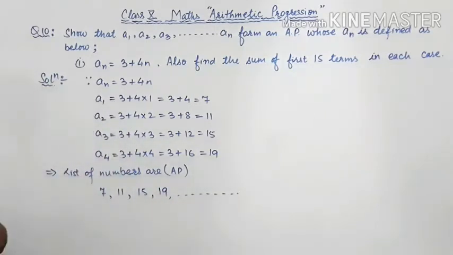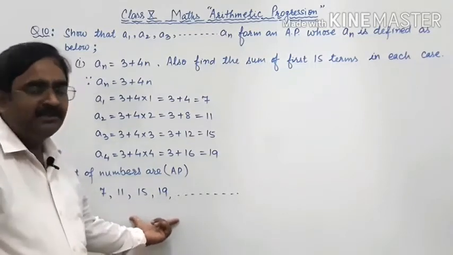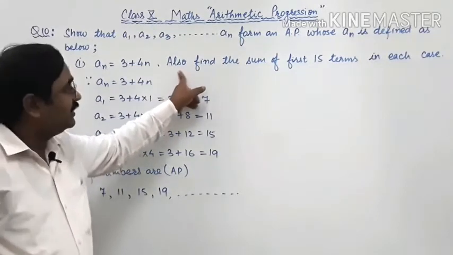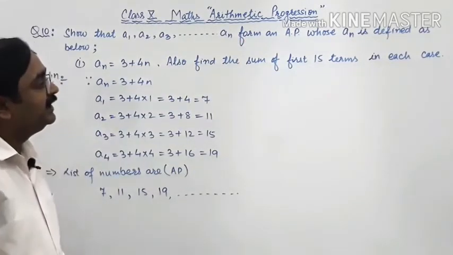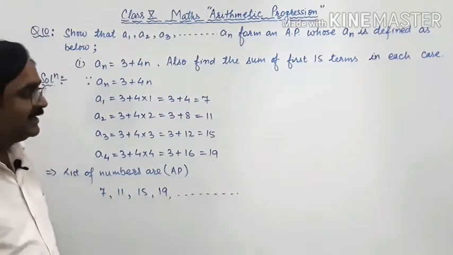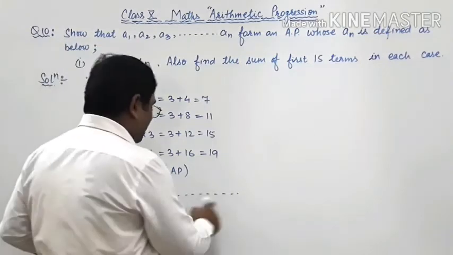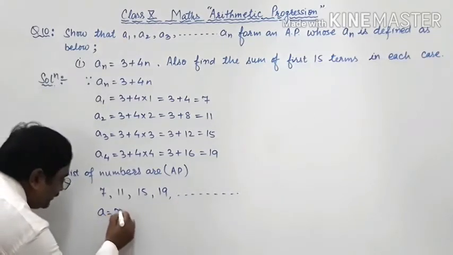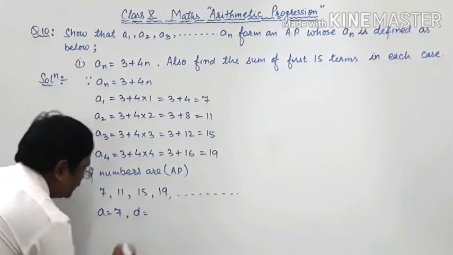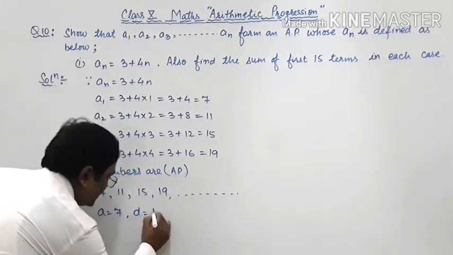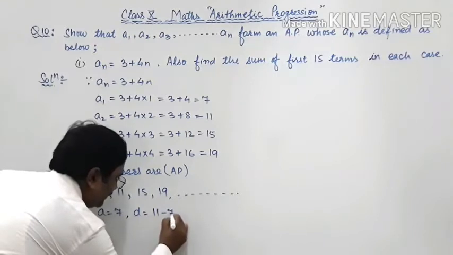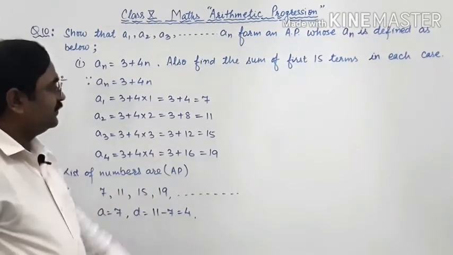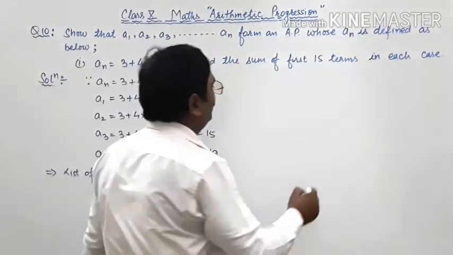Now after getting this arithmetic progression, we can find the one more question that was given: also find the sum of 15 terms in each case, right? Chalo. So with this arithmetic progression, our first term A is equal to 7. D is equal to second term minus first term, meaning 11 minus 7, which is equal to 4, right? A is 7, D is 4. We are going to find out the value of S15.